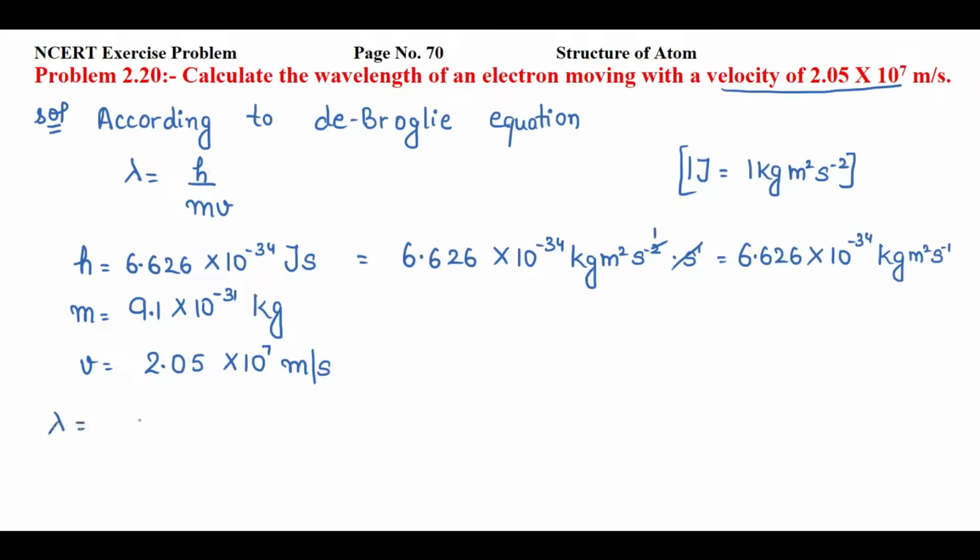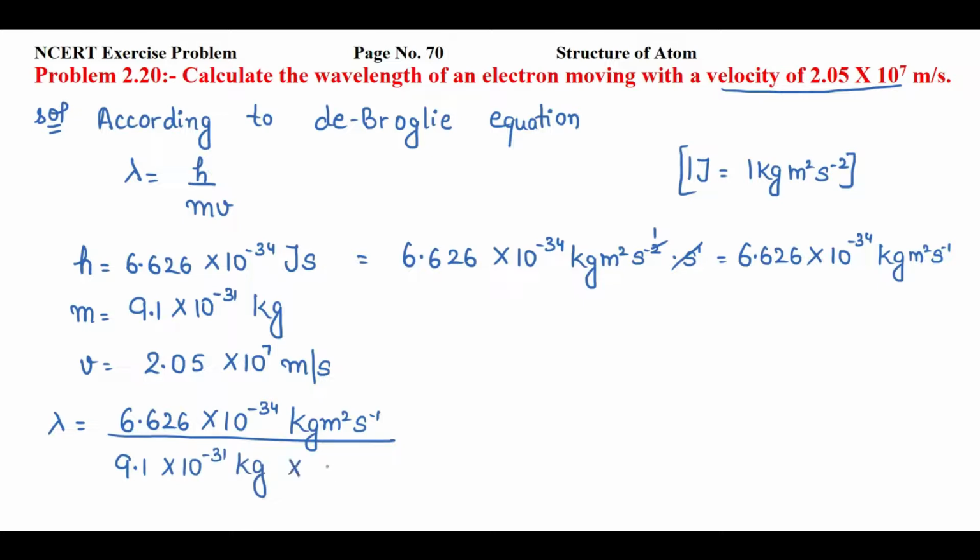So lambda equal to h, that is Planck's constant, 6.626 into 10 raised to power minus 34 kg meter square second inverse, divided by this mass 9.1 into 10 raised to power minus 31 kg, velocity, that is 2.05 into 10 raised to power 7 meter per second. I'll cancel kg with this kg, 1 meter with this meter, and second inverse with this second inverse.